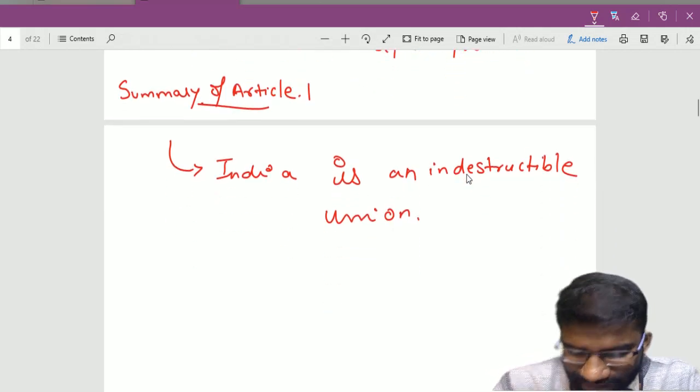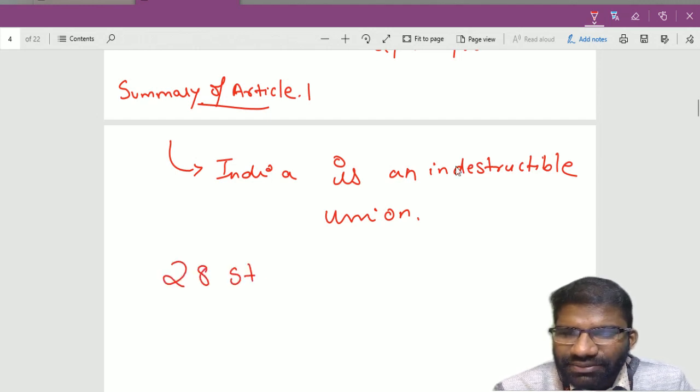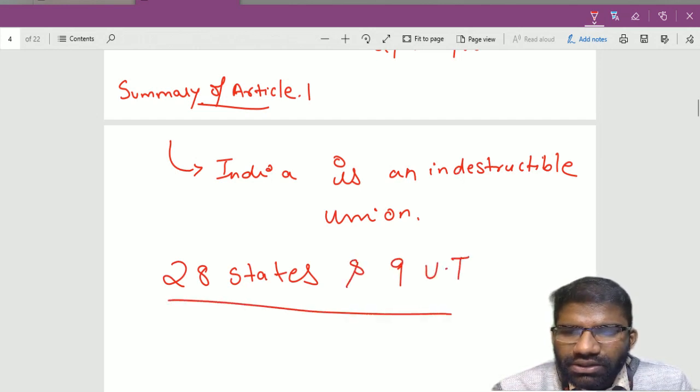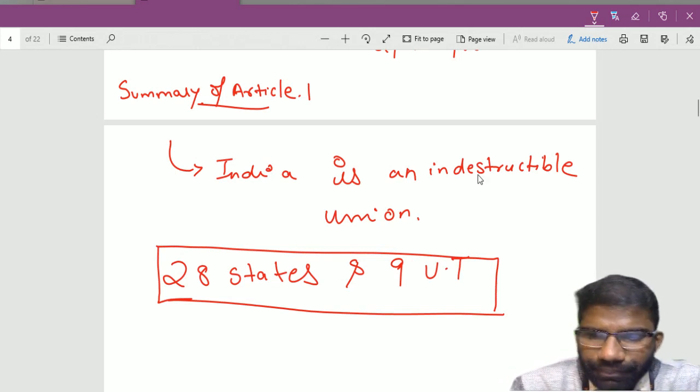I hope you understand this concept. So, at the present juncture, India has 28 states and 9 union territories. So this is the land of India, and this is the summary of Article 1.